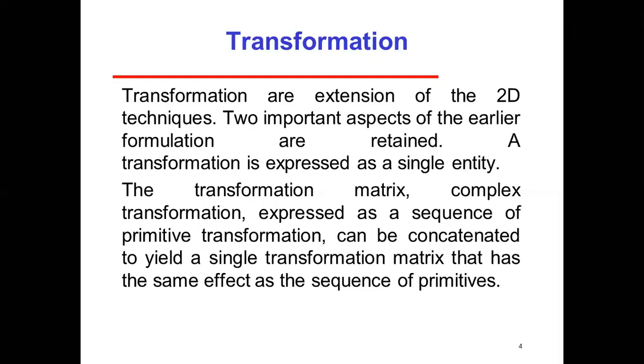The transformation matrix for a complex transformation is expressed as a sequence of primitive transformations. What is a primitive transformation? It is again a single entity. You apply a single translation transformation, a single rotation transformation, a single scaling transformation, and ultimately you concatenate all of those and yield a single transformation. So these are called the sequence of primitives.